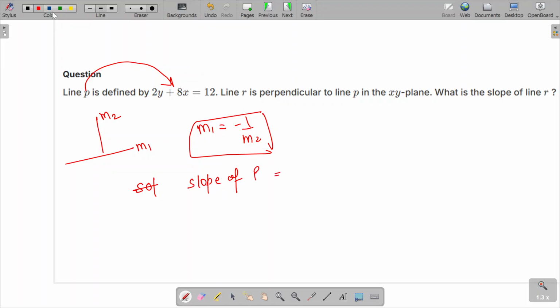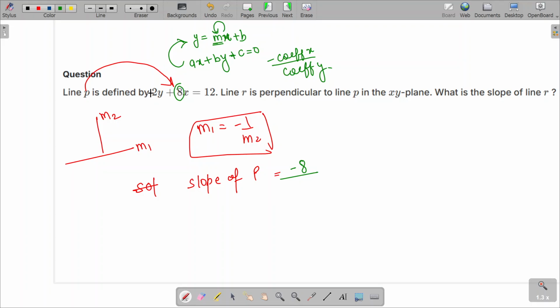But how to find the slope? There are two ways. When the equation is given in y-intercept form, you can directly check the coefficient of x. That will be the slope. But if your equation is given in general form, are you really going to transpose all the values, first solve for y and then check the coefficient? Are you going to convert this equation into this form? No. You will do negative coefficient of x over coefficient of y. Simple. What is the coefficient of x? 8. So negative 8 over the coefficient of y, which is 2. Negative 8 over 2 gives you negative 4. You got the slope of P.